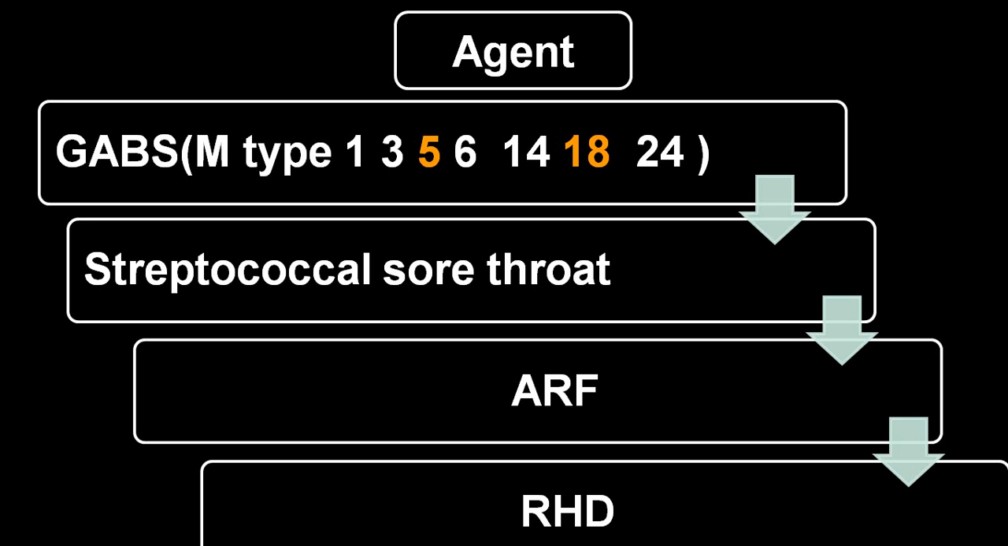We already mentioned group A beta hemolyticus, which can be 1, 3, 5, 6, 14, 18 and 24, of which 5 and 18 are most common. Streptococcal sore throat can result in acute rheumatic fever, and finally it will end in chronic rheumatic valvular heart disease.